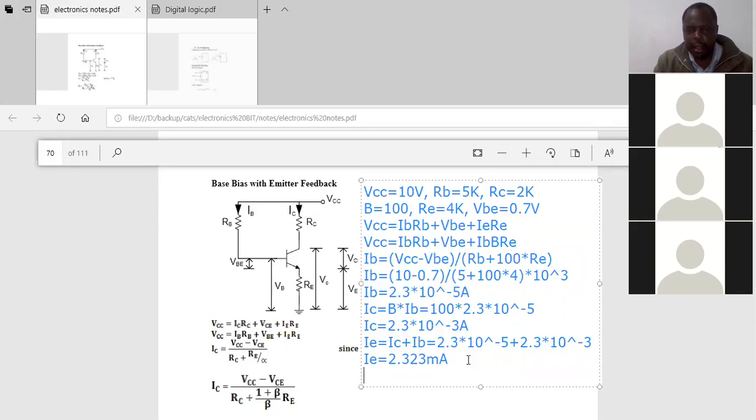Then let's get the VC. I think that one now you guys you get to pick up. Calculate the value of VC. I give you a few minutes to do that.